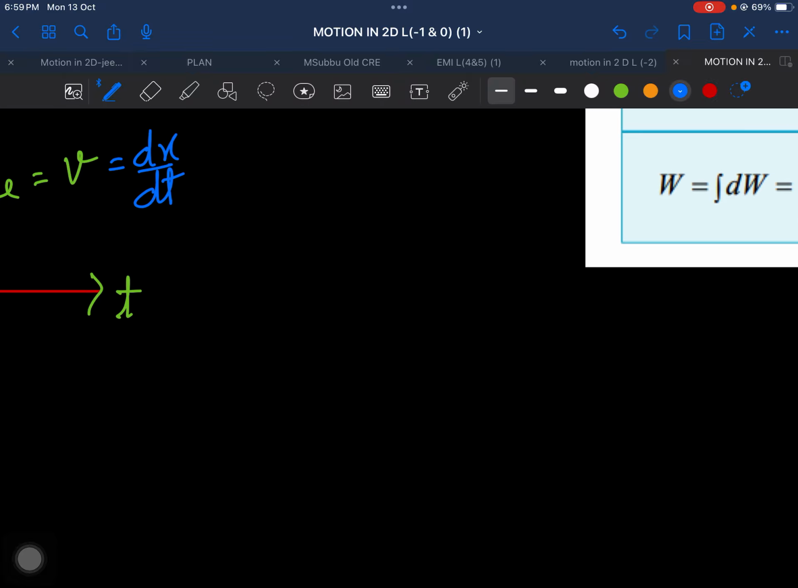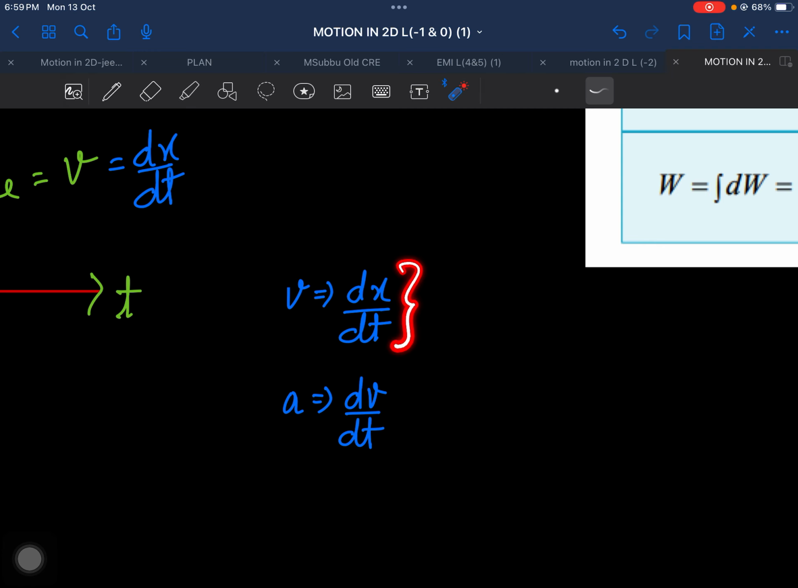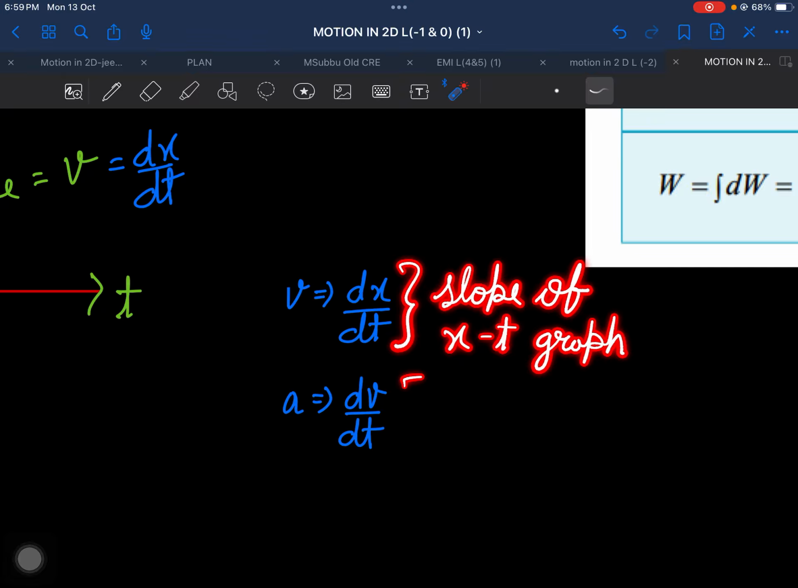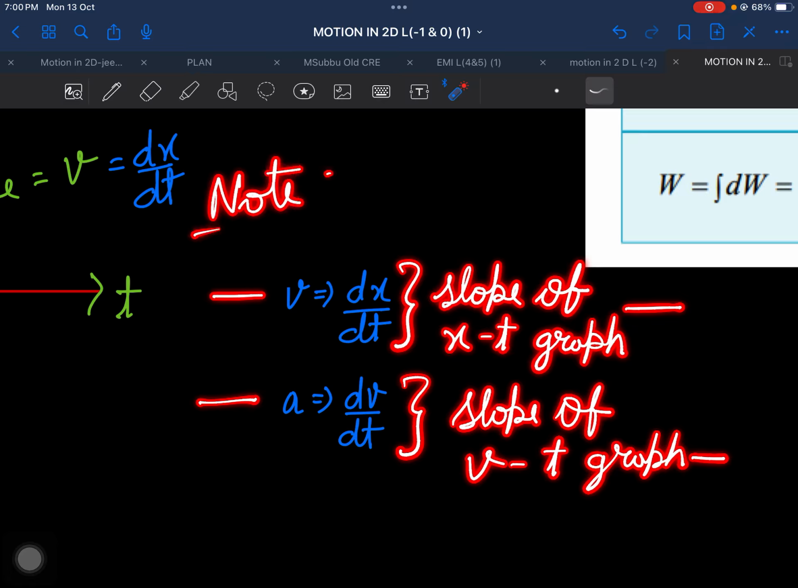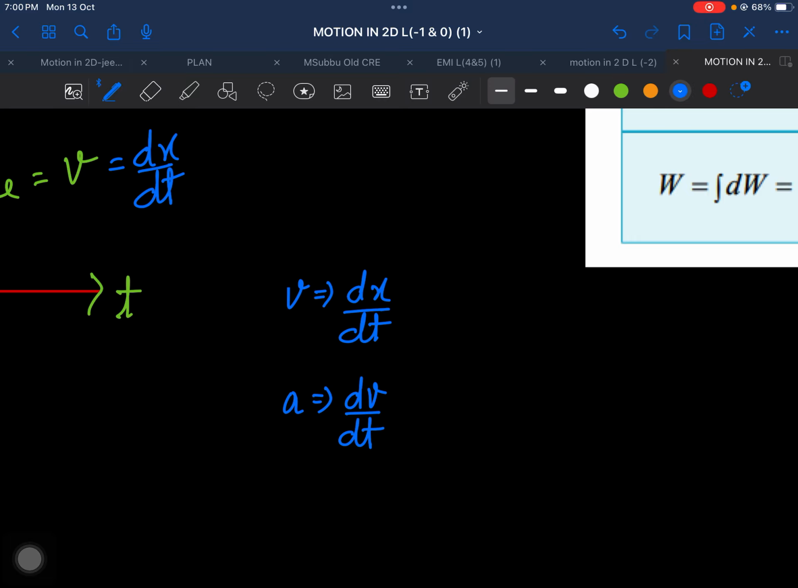Again, we have to start with the definition of differentiation. What is velocity? It is dx by dt. What is acceleration? It is dv by dt. So from here what we can say is that velocity is the slope of the xt graph, and acceleration is the slope of the vt graph. Note it down, students, make a heading note. I hope you have noted it down.